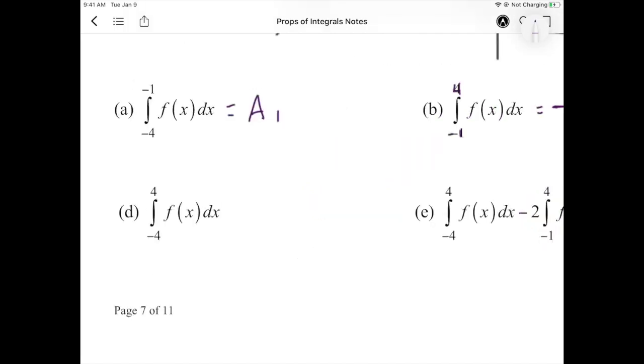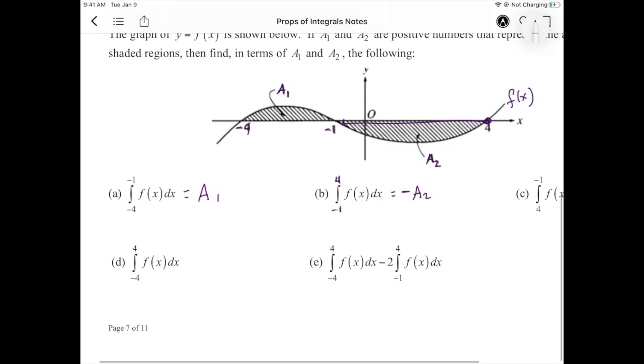So D, the integral from -4 to 4. So now I'm doing the whole thing. So that means I'm going to have positive A1, and then as I keep going, it's going to be minus this A2. So it's like I'm combining parts A and B into C.